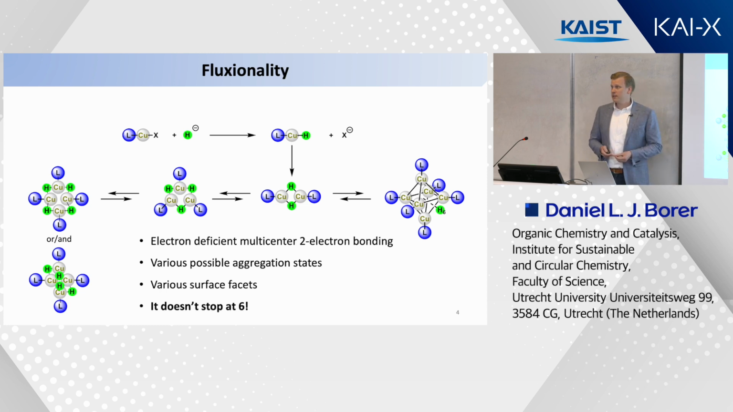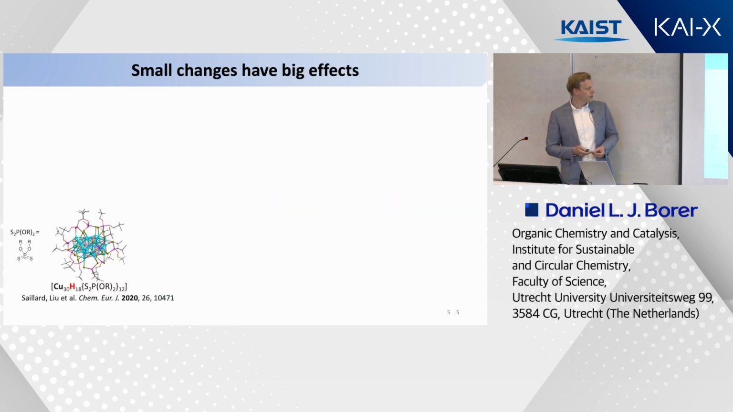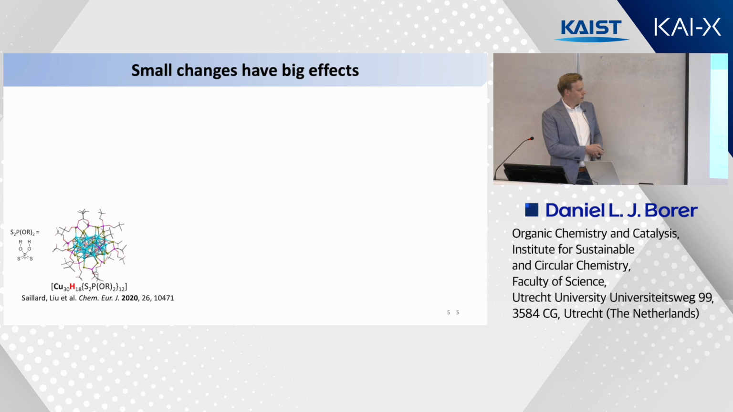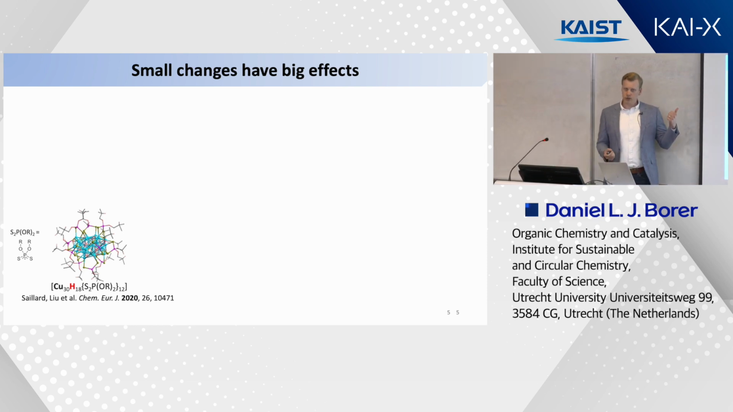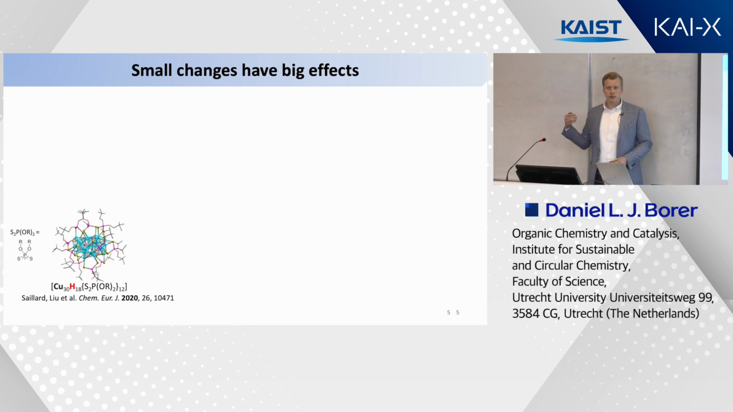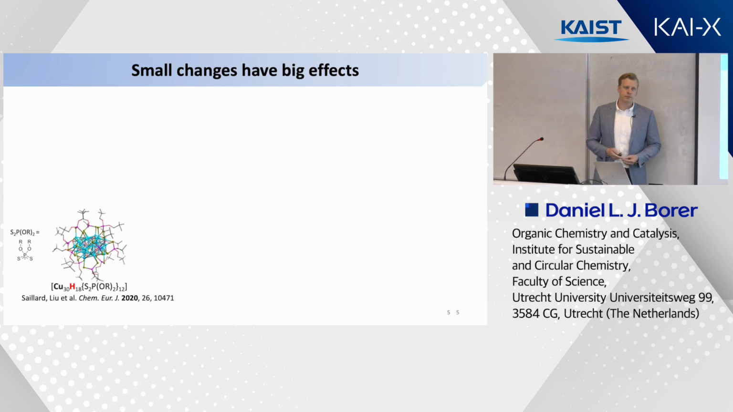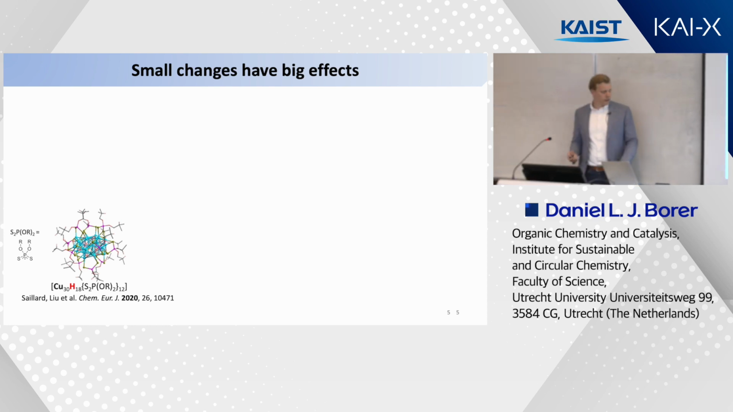Moreover, it doesn't stop at 6. And I would like to show that by a really intriguing example, I would say, these gigantic copper hydride clusters that have been reported by the group of Liu and Sayar, where they take these dithiophosphonates and they do a reaction just like I showed you. Take a copper halide or another copper precursor, add a hydride source, and they get these copper hydride clusters with 30 coppers in there.